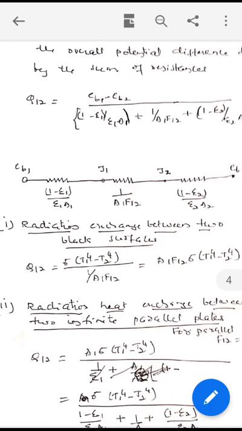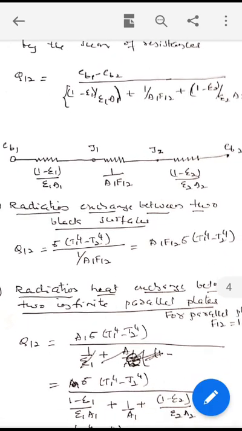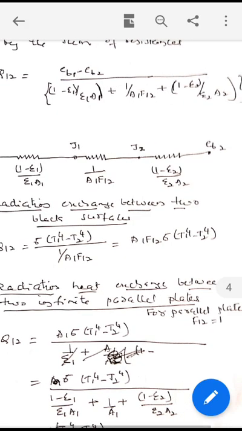The same has been shown with its network diagram, or electrical network diagram. EB1, J1, J2, EB2. EB1 to J1 is (1 minus epsilon 1)/(epsilon 1 A1). J1 to J2 is 1/(A1 F12). Resistance between J1 and J2 is 1/(A1 F12). Resistance between the terminals J2 and EB2 is (1 minus epsilon 2)/(epsilon 2 A2).